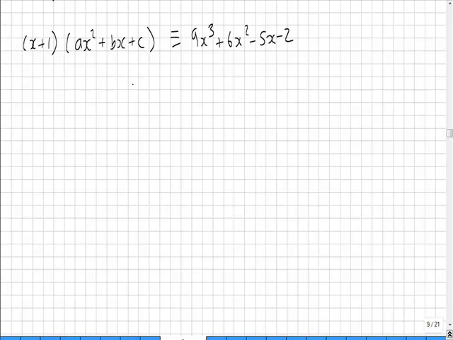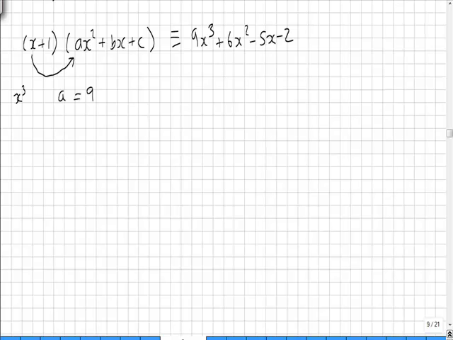In the first instance, the only way we can make a cubic term on the left hand side is if x was multiplied by ax squared. That would give us ax cubed. So we know that a must equal 9. So that was comparing our x cubed terms on both sides.